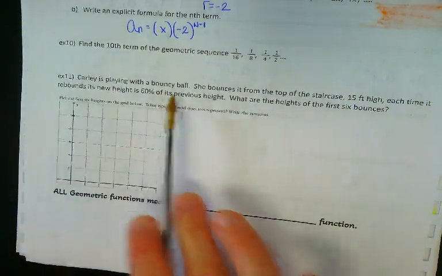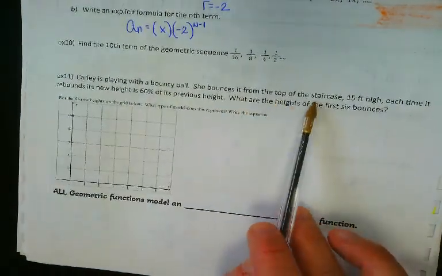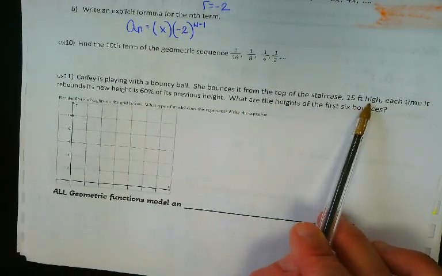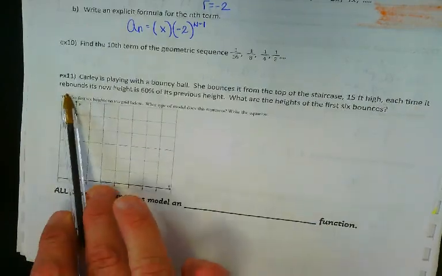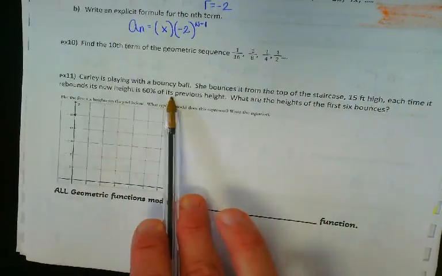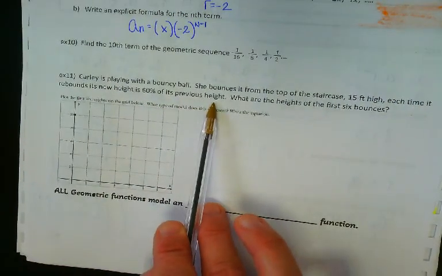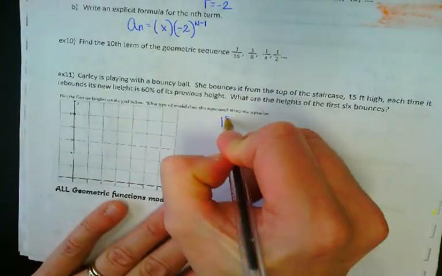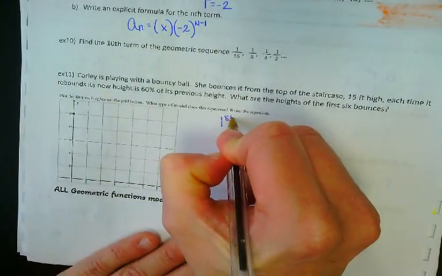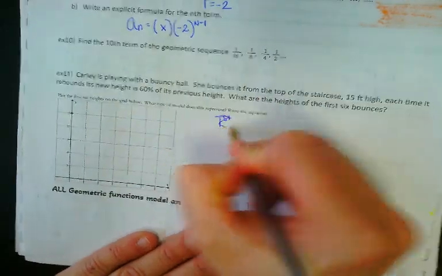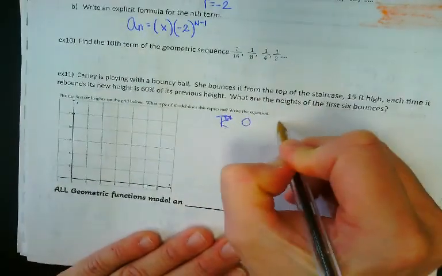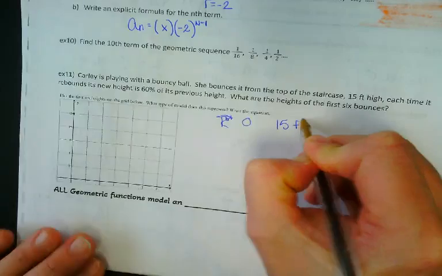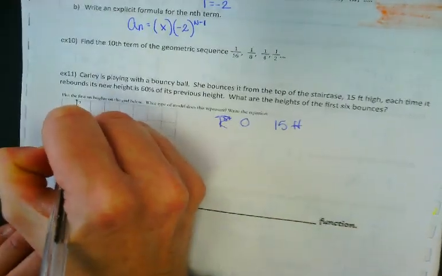Carly is playing with a bouncy ball. She bounces it from the top of a staircase 15 feet high. Each time it rebounds, its new height is 60% its previous height. What are the heights of the first 6 bounces? All right, so let's take the first bounce. How high is it the first time she bounces it? Or I guess when time begins here, it starts at 15 feet. So we know when we begin, we're at 15 feet. We'll plot that point.